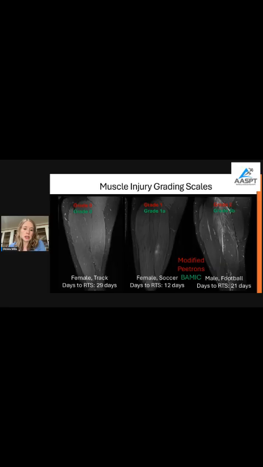But what's interesting to note, again on the screen, is the days to return to sport, RTS, in each of these athletes. On the very left, we see a female track athlete who essentially shows no change in signal in her MRI. Yet despite that, it took her 29 days to successfully return to sport. And on the far right of your screen, you see the athlete we're talking about in this case, with much more obvious signs, a much larger hyperintensity on his MRI, and his MRI would be graded a 2 or 3, depending on which scale you're using. Yet he took 21 days, fewer days.